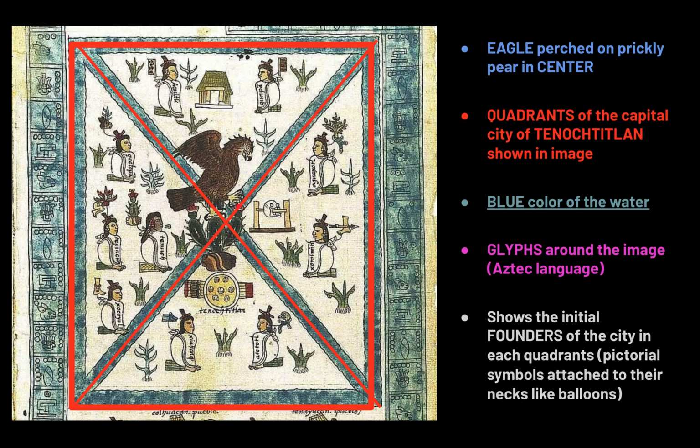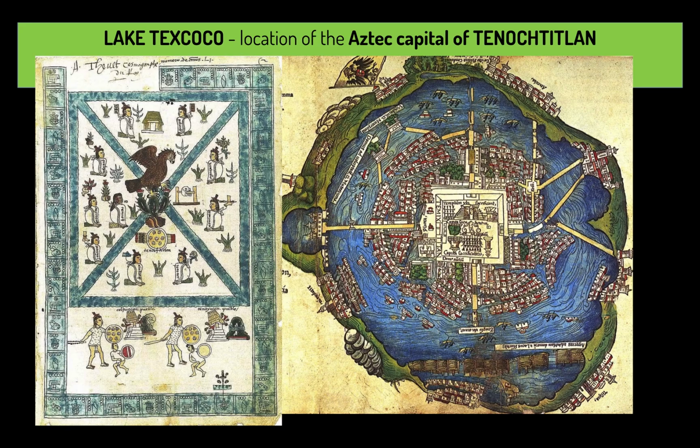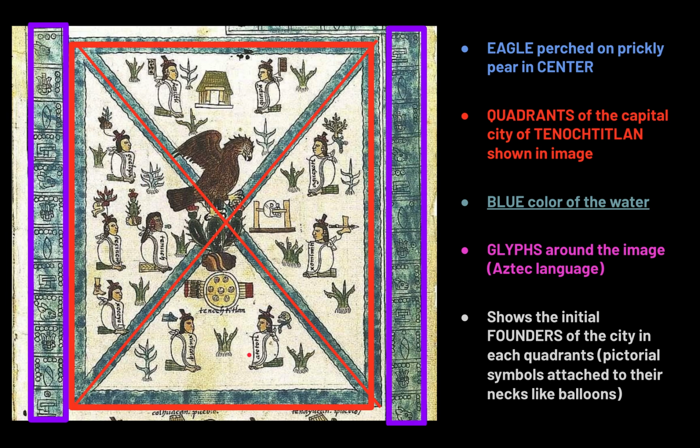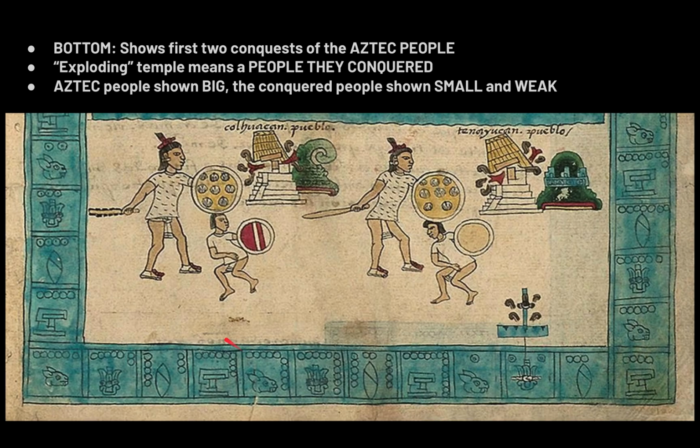At the bottom of the page, so we're going down to the very bottom. Let me go back for a second, guys. Down here, underneath that imagery, there is some imagery related to conflict that's going on. We can see that there's a big person and a little person, and in the background it looks like steps with a roof, but it's exploding. They're like tipping off the sides. These are exploding temples. So what we see here are the first two people, enemy people, that the Aztec conquer.